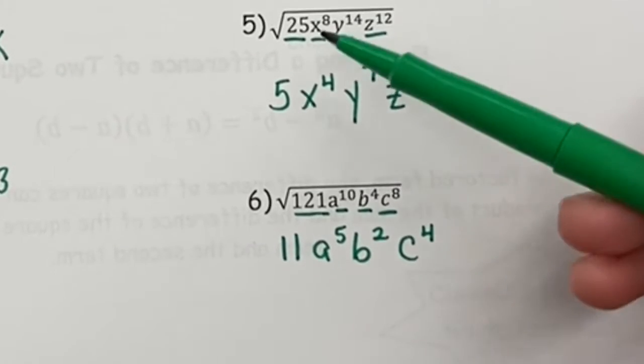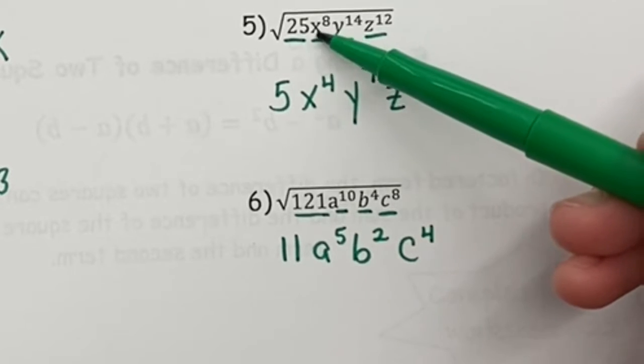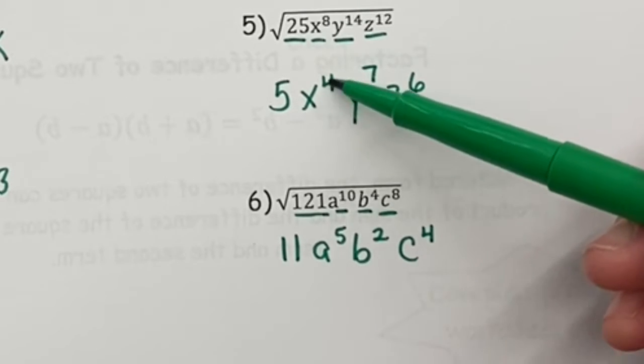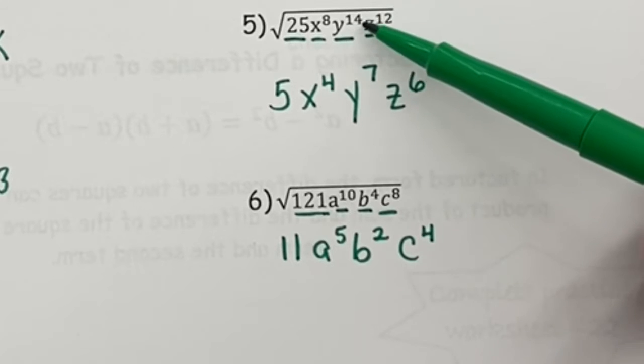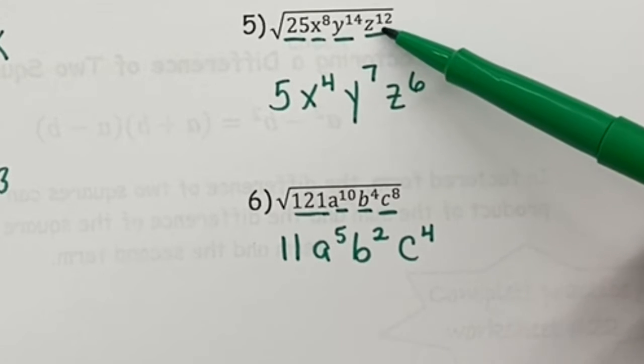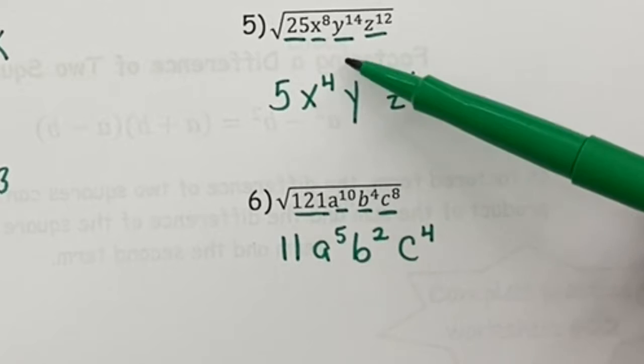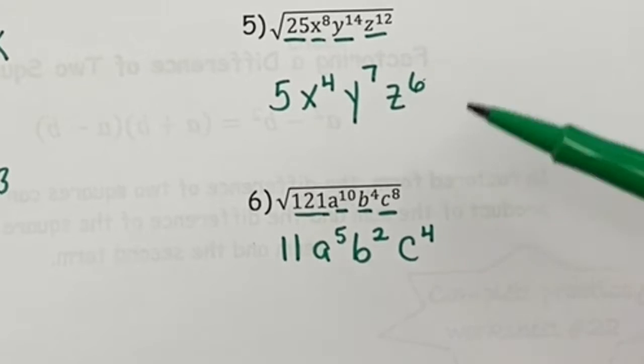So let's look at question number 5. The square root of 25 is 5. The square root of x to the 8th is half of that, which is x to the 4th. Square root of y to the 14th is y to the 7th, and the square root of z to the 12th is z to the 6th. So I end up with 5, x to the 4th, y to the 7th, z to the 6th.